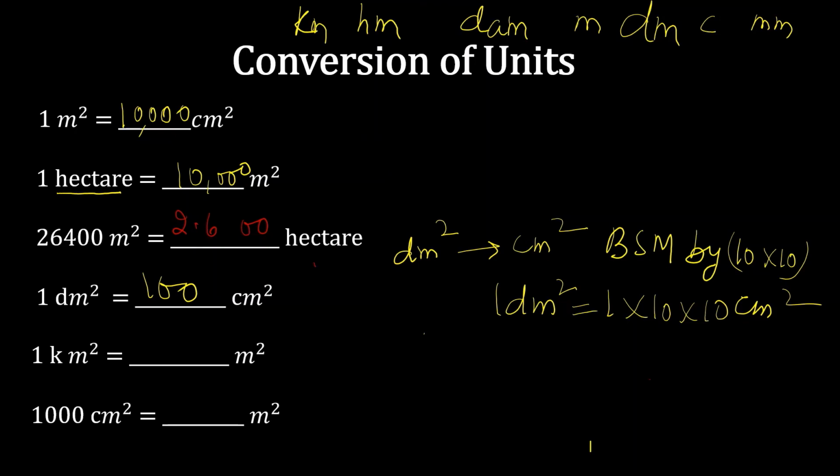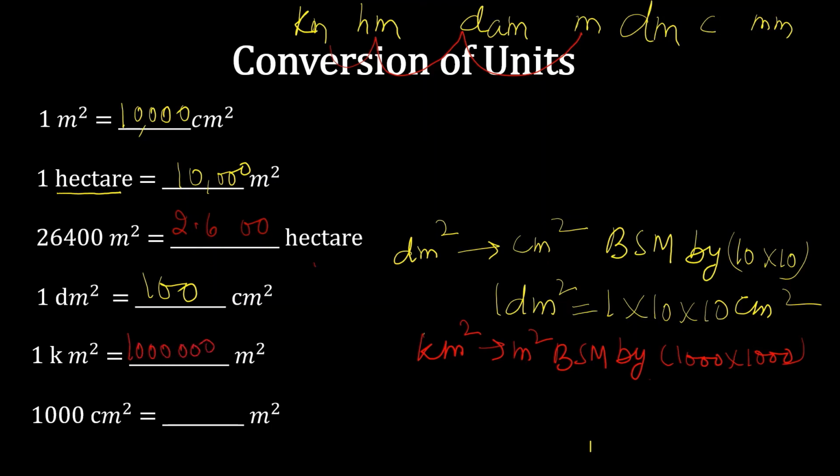Now next is 1 kilometer square to meter square. Again, the first step is to write from which unit to which unit you have to convert. Kilometer square to meter square. Kilometer is a bigger unit, so it is a case of BSM. You have to multiply. By which number? Kilometer to hectometer, hectometer to decameter, decameter to meter. 3 jumps. So 3 zeros followed by 1. You will multiply by 1000. Because it is kilometer square, you will multiply by 1000 into 1000. So 1 kilometer square is nothing but 10 lakh meter square. So 1000 into 1000 is 1, 2, 3, 4, 5, 6 zeros. So 10 lakh meter square.